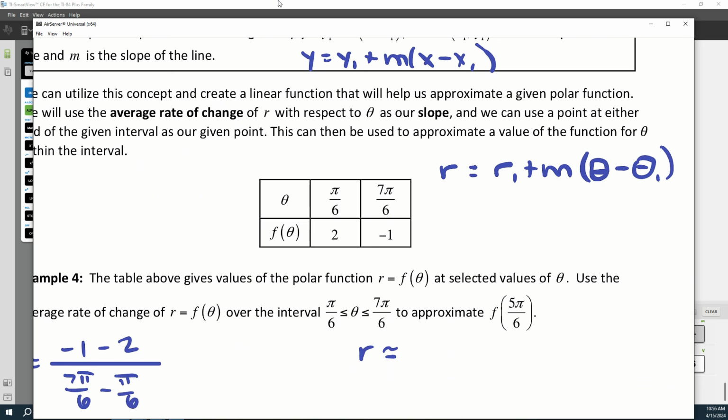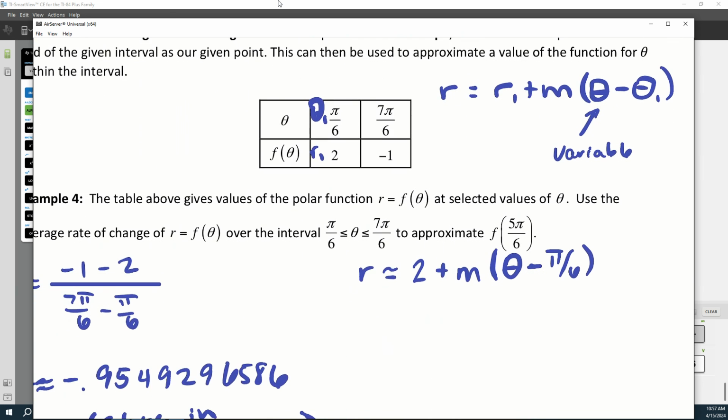All right, which point do you want to use? We have options. We can use these two or these two. The first two, okay. So this is going to be R1 and this is going to be theta 1. So it's going to be 2 plus m times theta minus pi over 6, where this first theta is the variable theta in your problem.